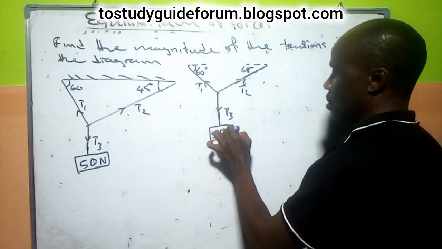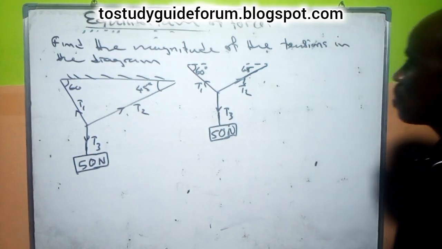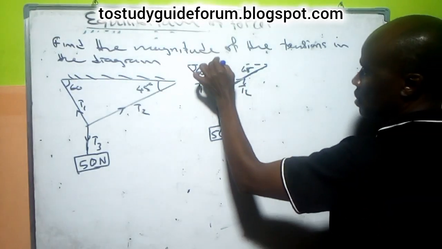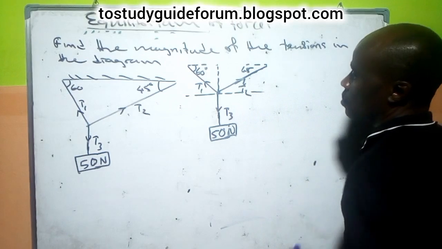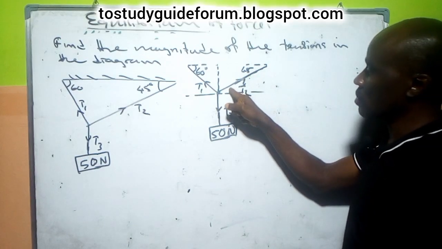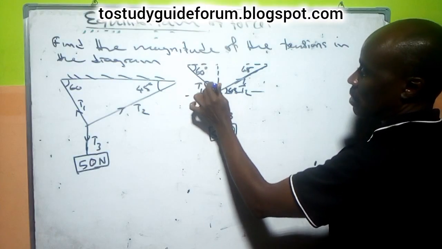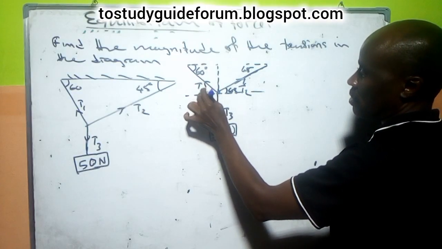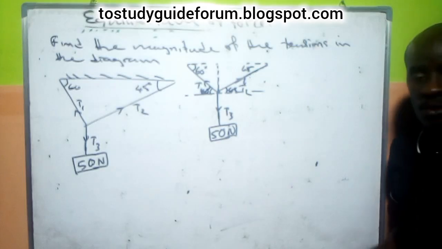Which is the same thing as 50 Newton. So looking at this, resolving all these forces here, we can see that this is alternate to this. We have it to be 45. This other one alternate to that, we have 60 degrees here. So in that case, we are going to be resolving all these forces.